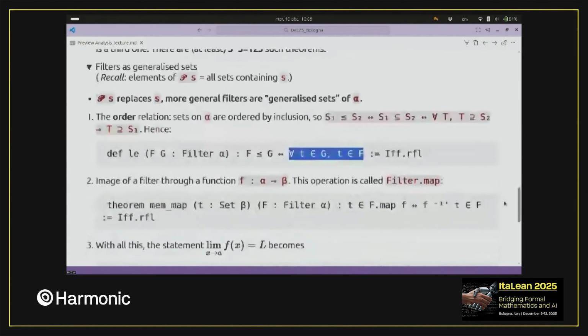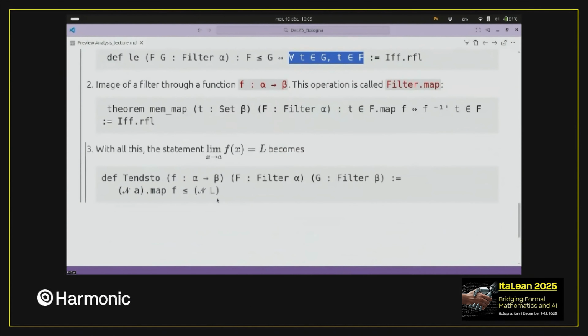Well, given our convention, it just becomes this. Once you map your filter of neighborhoods around A through your function, you get something which is less or equal than the neighborhood around the limit point.